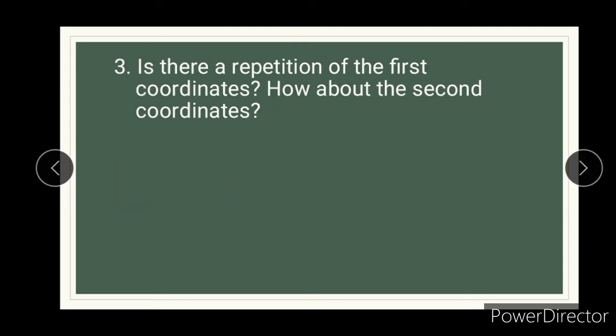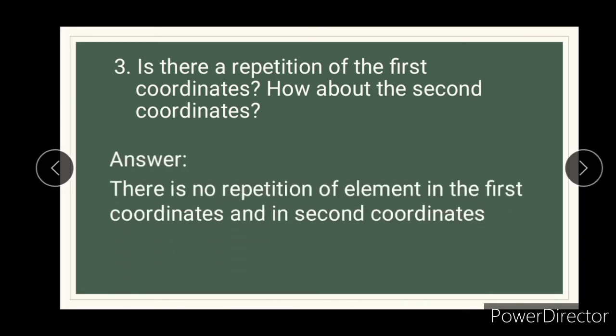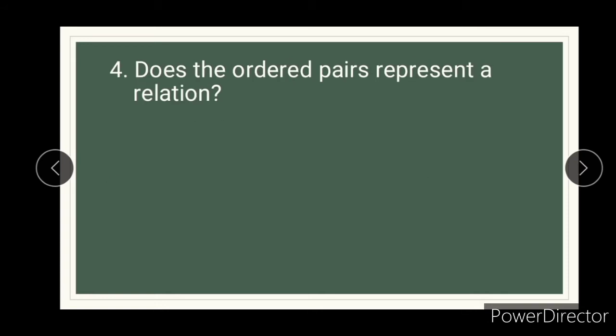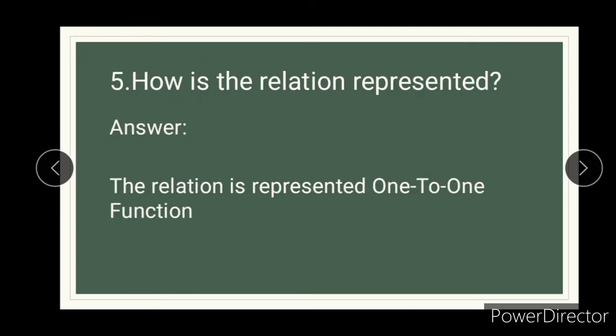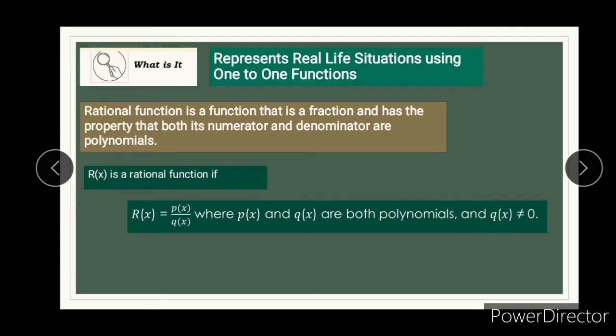Is there a repetition of the first coordinates? How about the second coordinates? There is no repetition of elements in the first coordinates and in the second coordinates. Does the ordered pairs represent a relation? Yes, the ordered pairs represent a relation. How is the relation represented? The relation is presented as a one-to-one function. What is it? Now let us represent real-life situations using one-to-one functions.